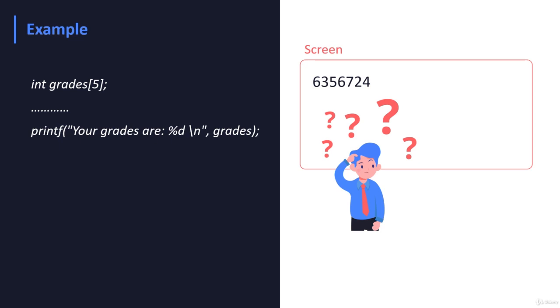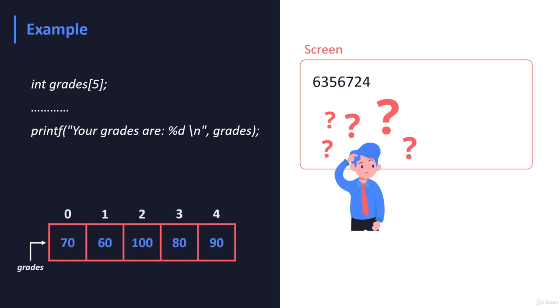So why is that? If we take a look at the following array, let's say that these are the grades the user specified, we can clearly see that this number printed on the screen is actually not even a part of our array. It's not a value, it does not represent any value. So what is this number?